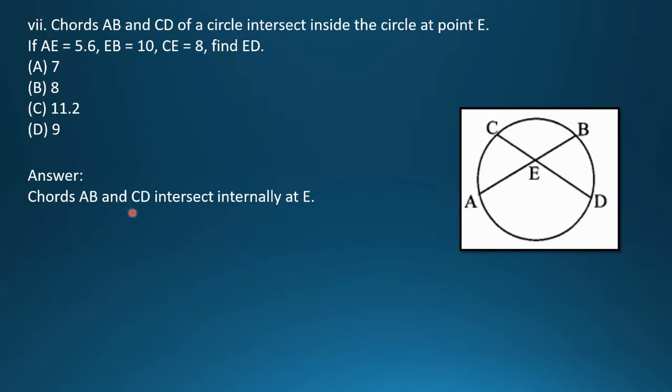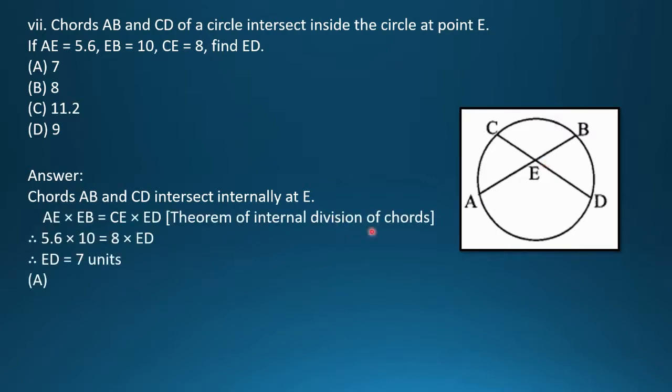Chords AB and CD intersect internally at point E. So we'll use the theorem of internal division of chords. That will be AE into EB equal to CE into ED. AE is 5.6 centimeters, so we'll substitute it. EB is 10, we'll substitute it. And similarly, CE is 8, we'll substitute it. We have to find ED, so ED as it is. If we simplify this, 5.6 into 10 divided by 8, the final answer that we get is 7 units. So ED is 7. Hence the correct option is A, 7.